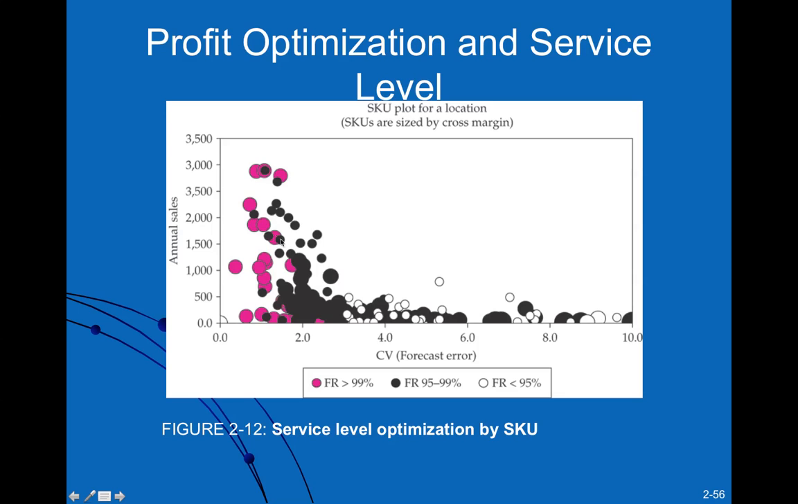And this just shows some sort of relationship between optimizing your service levels and your forecast errors. And it just shows you here what kind of service levels we want to offer depending on the likelihood or the amount of variability associated with the various forecasts. All right.